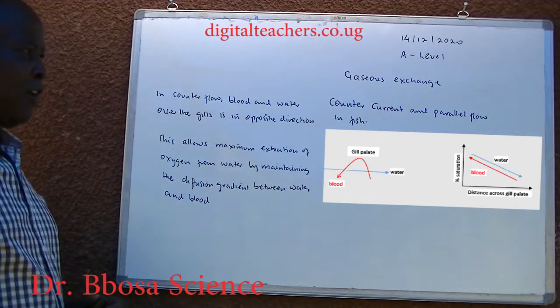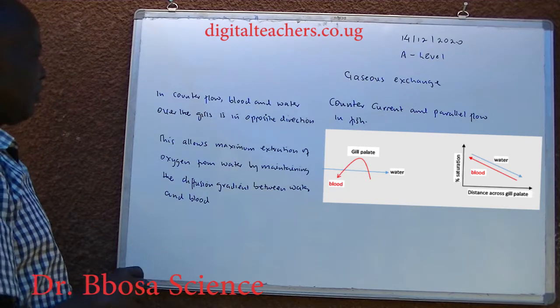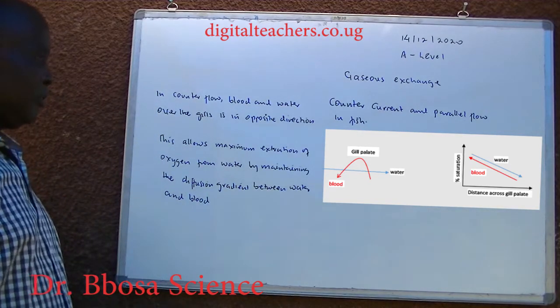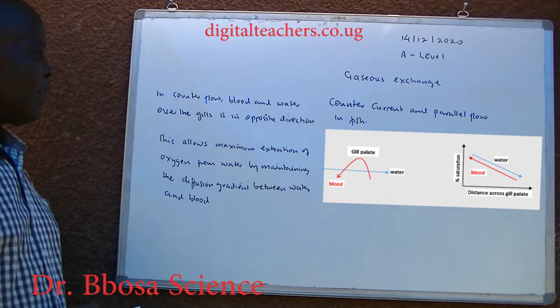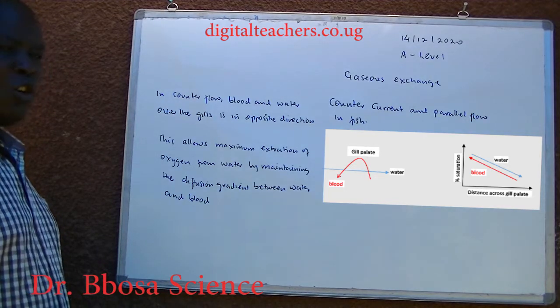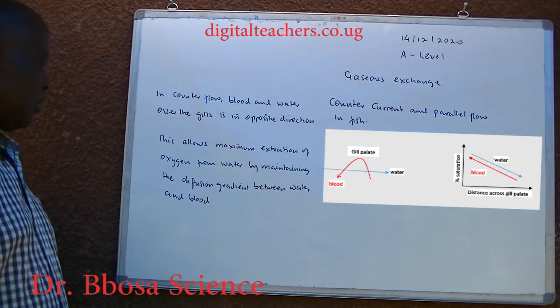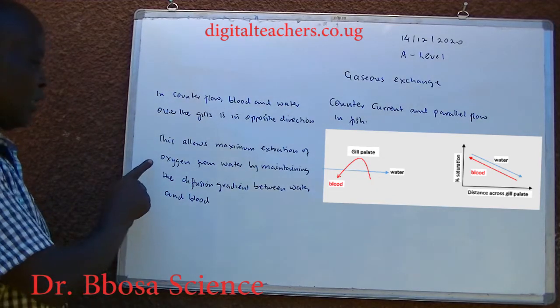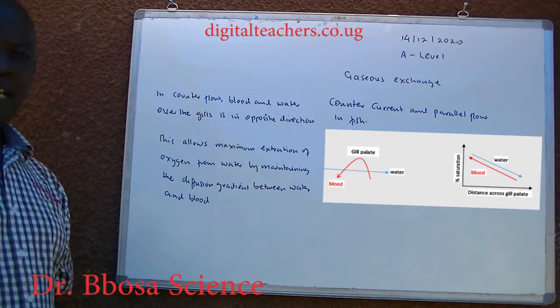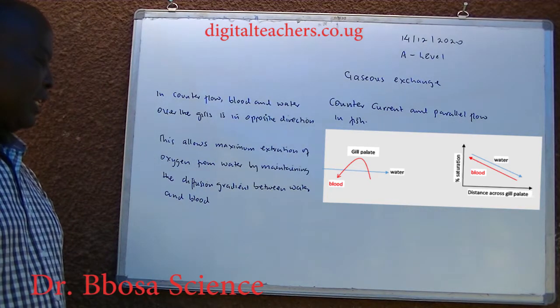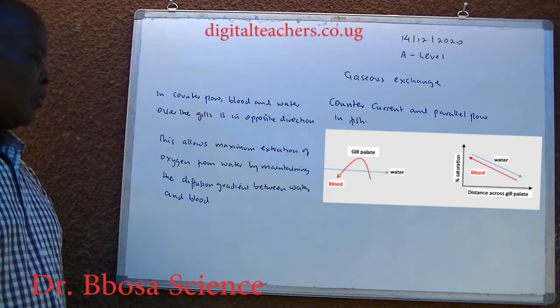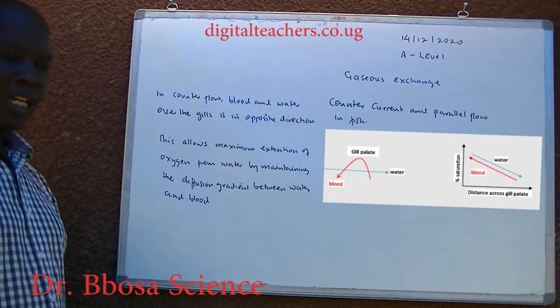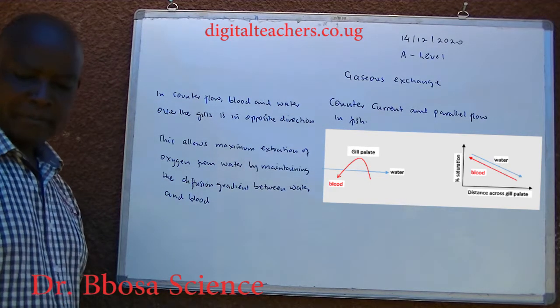Counter and parallel flow in the fish. In the counter flow, blood and water over the gills flow in opposite directions. This allows maximum extraction of oxygen from water by maintaining a diffusion gradient between the water and blood.